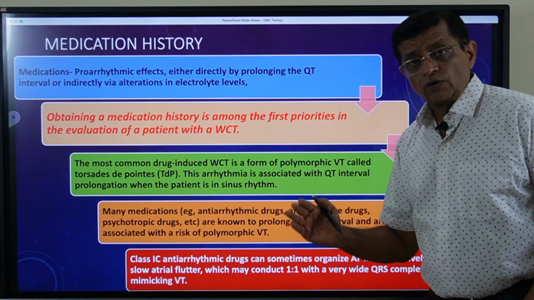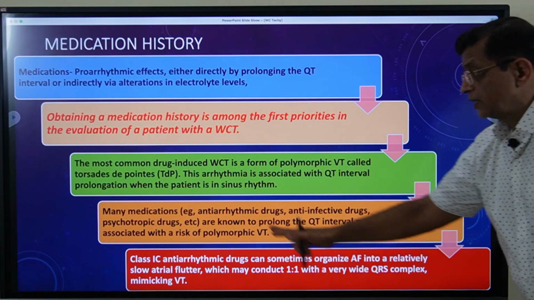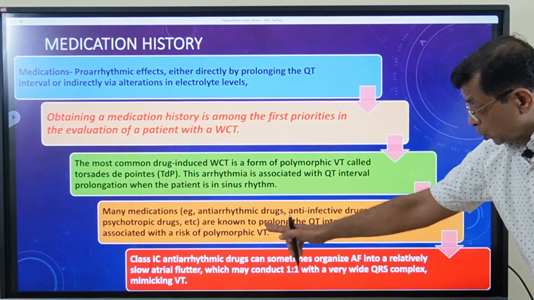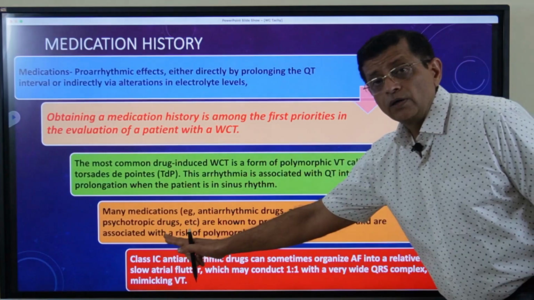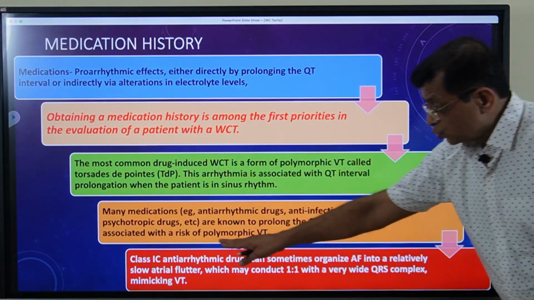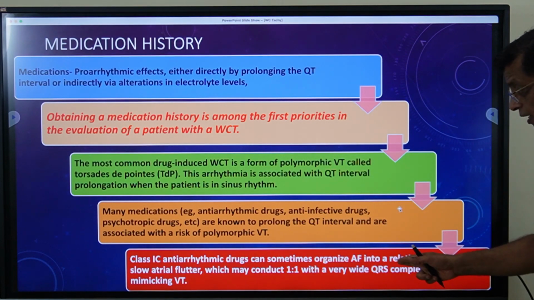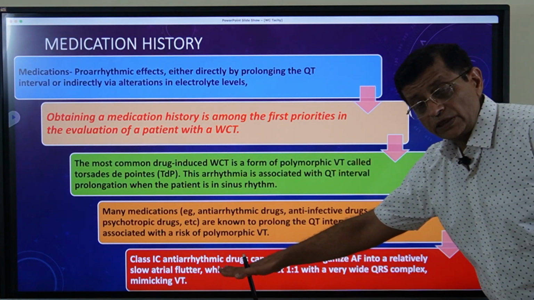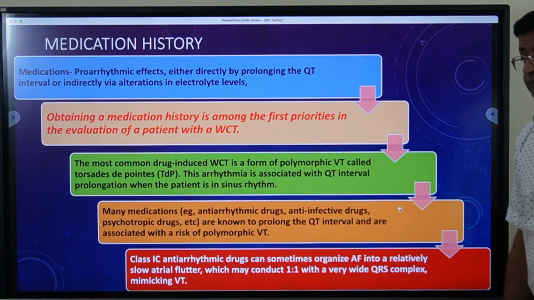I have already talked about torsades de pointes in my earlier videos, so I will not go into a detailed drug list, but antiarrhythmic drugs, anti-infective drugs and psychotropic drugs, especially tricyclic antidepressants, are known to prolong the QT interval and they pose a risk of torsades, polymorphic ventricular tachycardia. And as we just discussed, class 1A and 1C antiarrhythmic drugs like amiodarone or dronedarone can sometimes organize atrial fibrillation into a slow flutter with wide complexes and 1:1 conduction, which may mimic a VT.